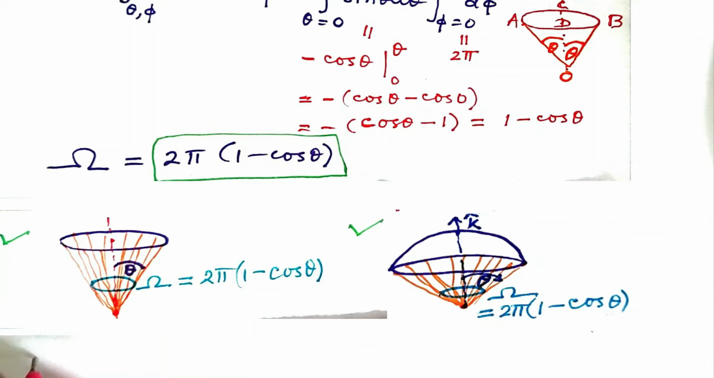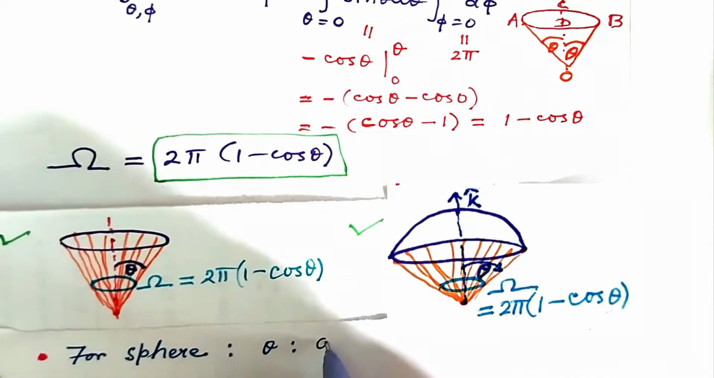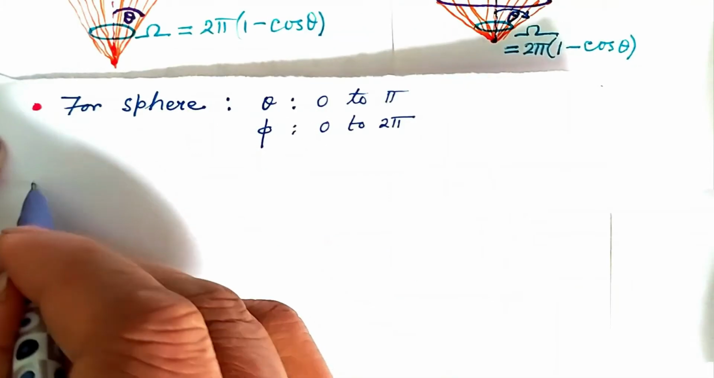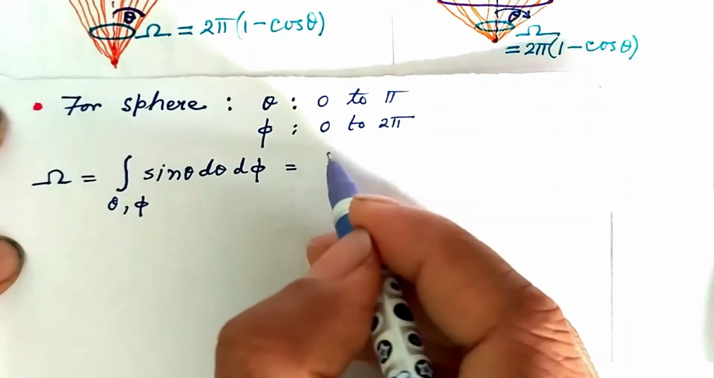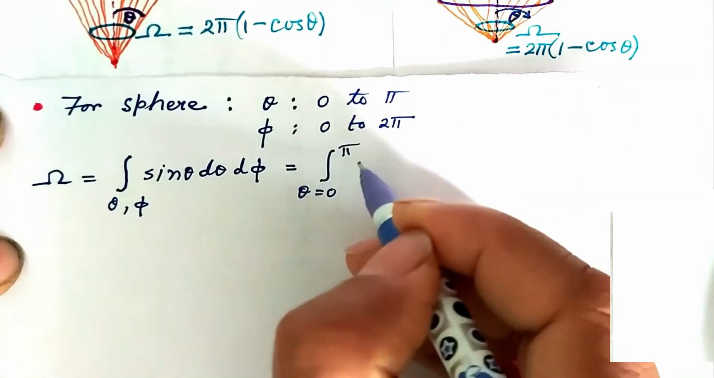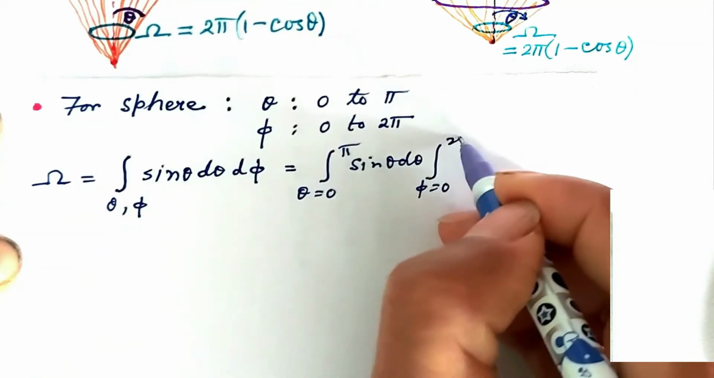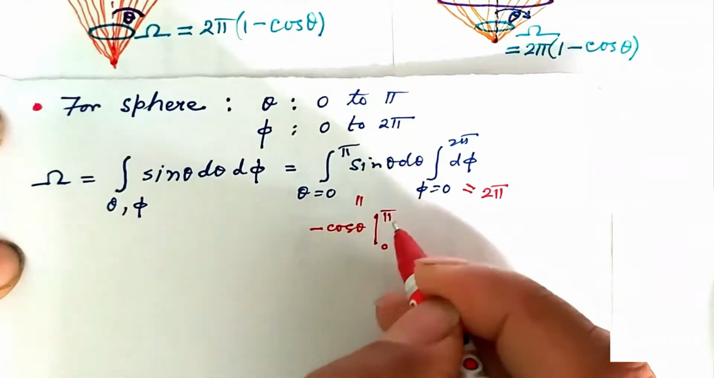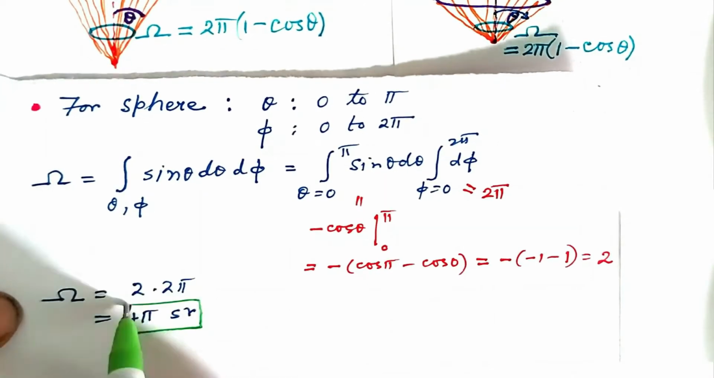For the disk, the limits of theta were 0 to theta, the semi-vertical angle. For sphere, the limits of theta will be from 0 to pi. That of phi would be same as before, that is 0 to 2 pi. So omega is integration over theta phi, sine theta d phi. This is equal to integration over theta from 0 to pi sine theta, integration over phi equal to 0 to 2 pi d phi. The value of phi integration is 2 pi and the value of theta integration is 2. So omega is 4 pi steradian.